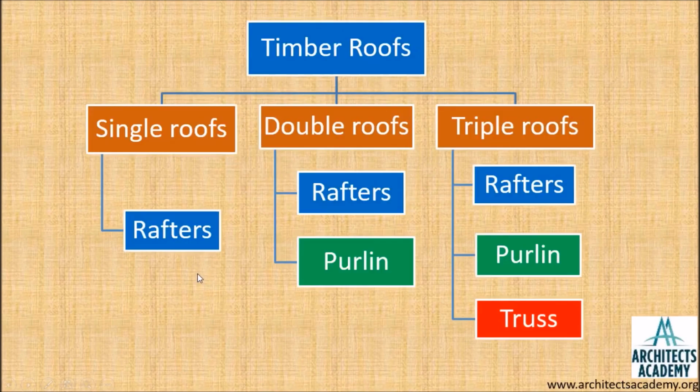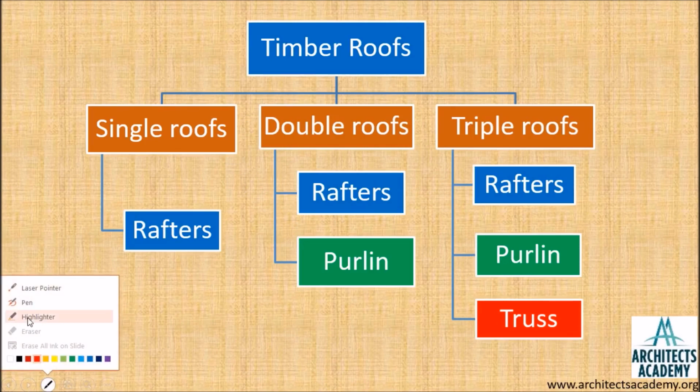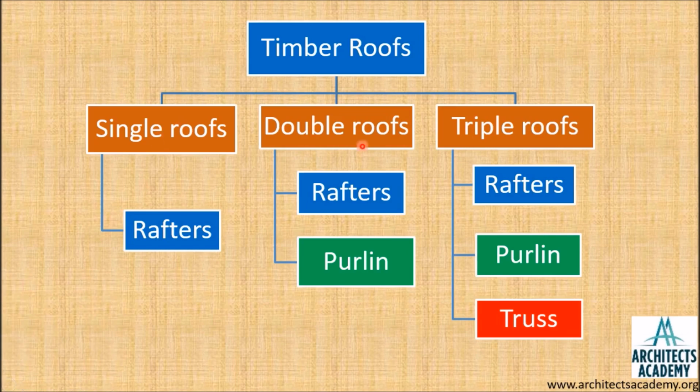In timber roofs you will see that there are basically three categories: single roofs, double roofs and triple roofs. These categories are based on the main structural members which are used in the roofs. In single roofs, only one main structural member is used, that is the rafter. In double roofs, there are two members, one is rafter and the other is purlin. In triple roofs, there are rafters, purlins and truss.